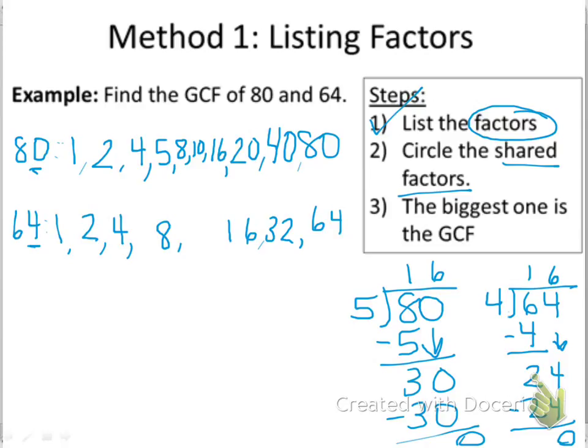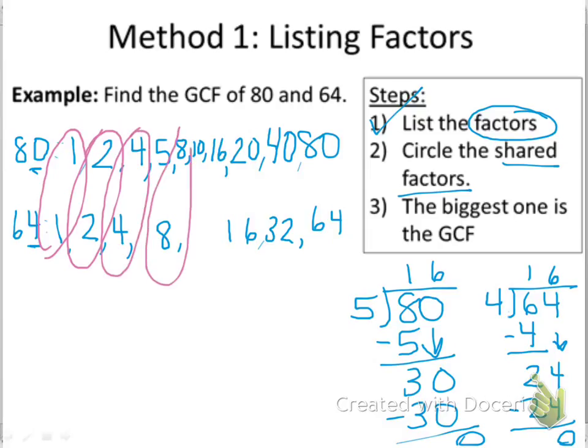I'm going to do that in a different color. Any ones that they have in common, they both share 1, they both share 2, they both have 4s, they both have 8s, they both have 16s, and that's it. So we've done this step. The biggest one is the GCF. So that means the GCF of 80 and 64 is equal to 16.